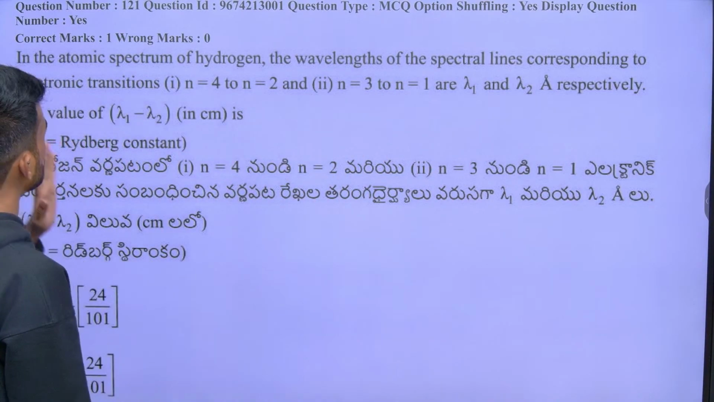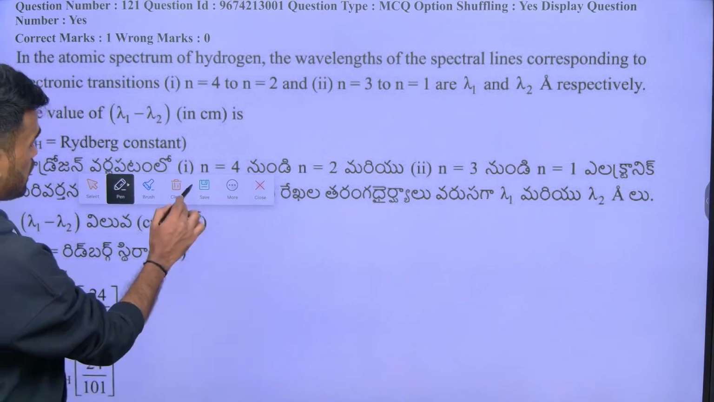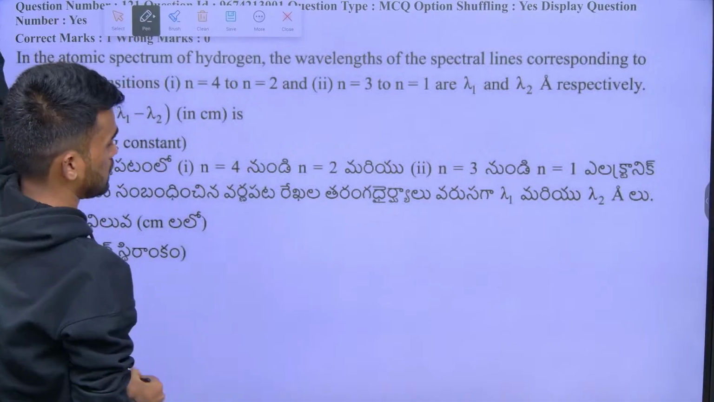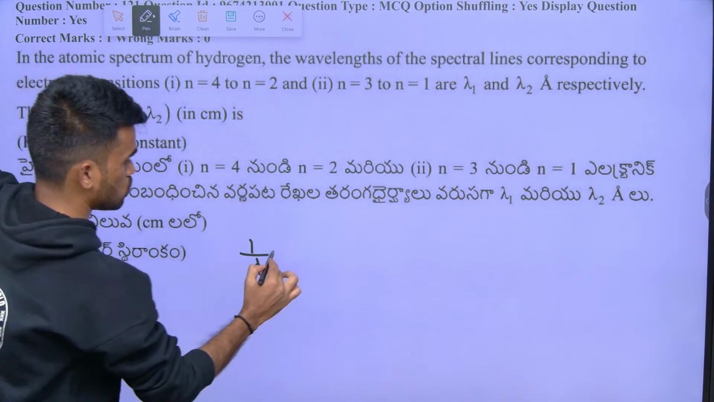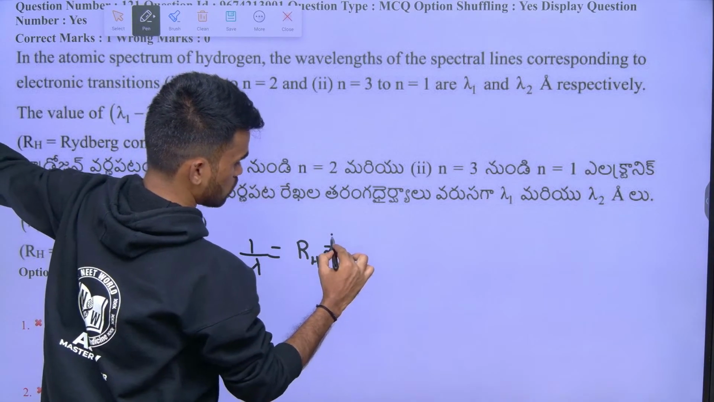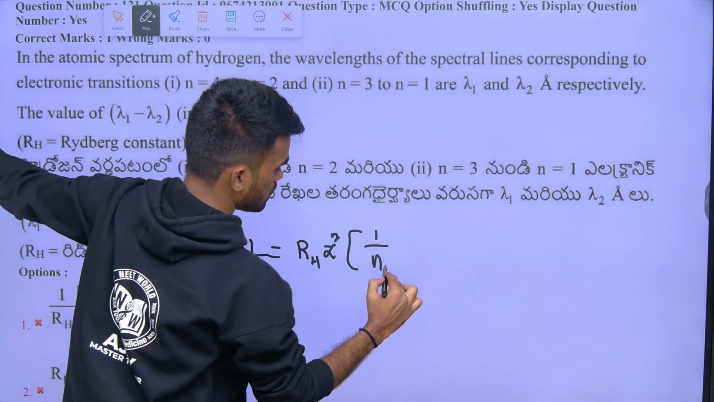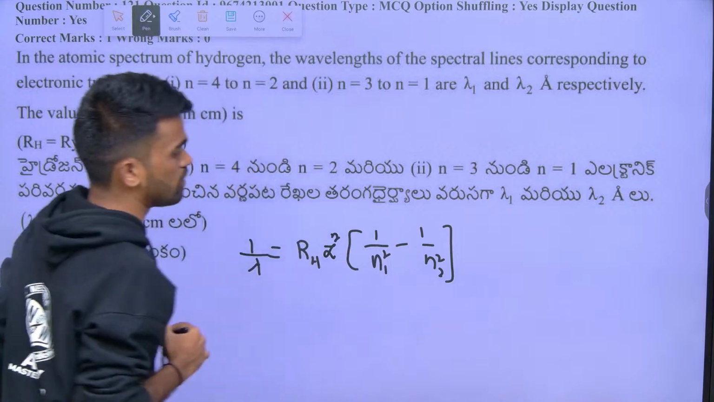So how can we solve this question, tell me? In the atomic spectrum of hydrogen atom, how can we write the wavelength? We have the Rydberg equation: 1 by lambda equals RH Z square into (1 by N1 square minus 1 by N2 square). This is the formula we are using now.